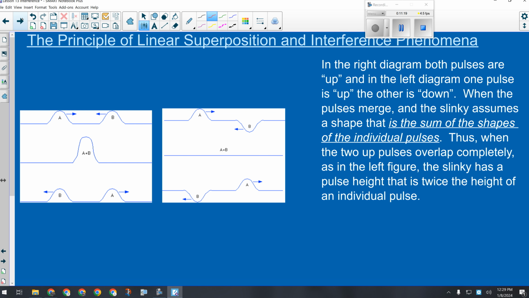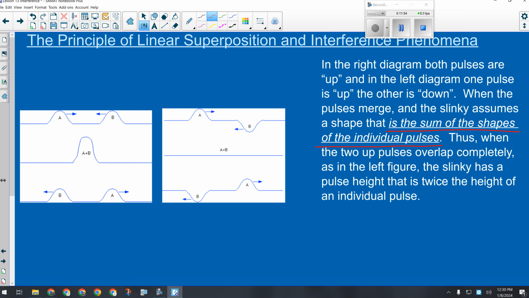Okay, so the principle of linear superposition is this underlined part right here. This is what happens when two waves overlap. The medium, in the case that we've gone over, the slinky, but it could be water, it could be air, it could be anything, is going to assume a shape that is the result of both of those things interfering, both of those things being in the same place. So it's going to be the sum of the individual amplitudes of the interfering waves.